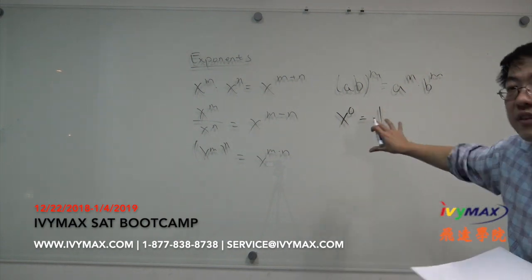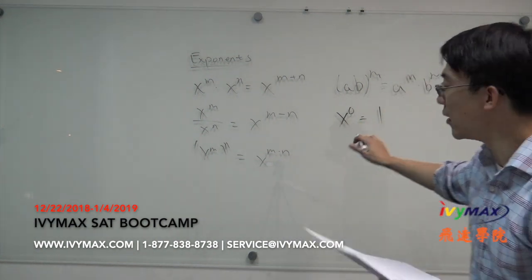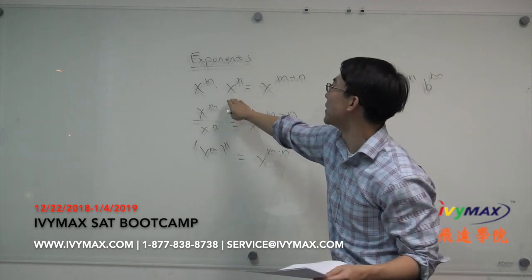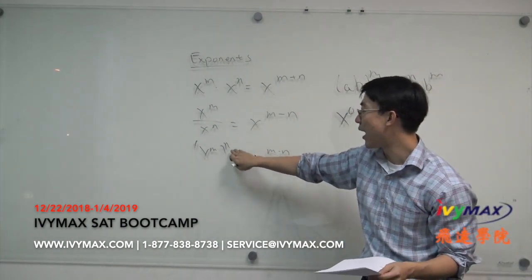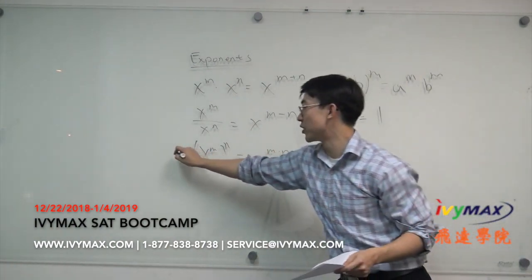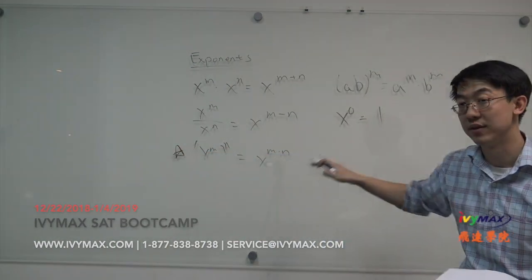So this is kind of our default set of properties that we should have. So essentially multiplication becomes an addition of powers, division becomes a subtraction. If you have something to a power to another power, it becomes multiplication. And this one is especially important. You'll see this used throughout the test.